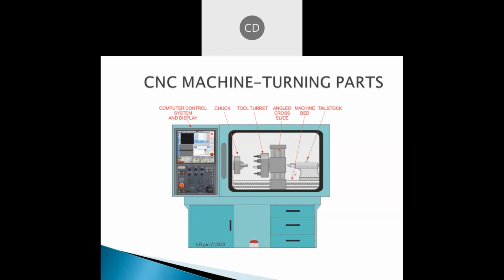So the next one is the machine bed. The machine bed carries the movement of the angle cross slides, in front of the machine component, for the motion purpose. The machine bed is also connected with the tailstock. To hold a larger workpiece easily, we use the tailstock. So these are the turning parts of the CNC machine.